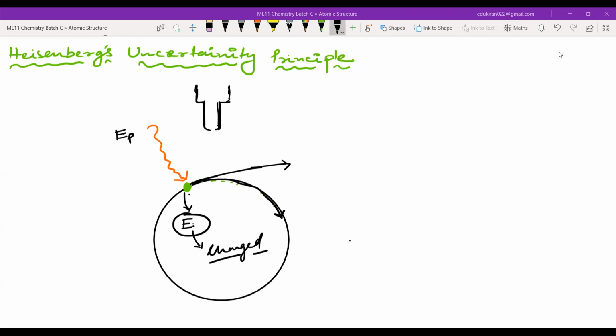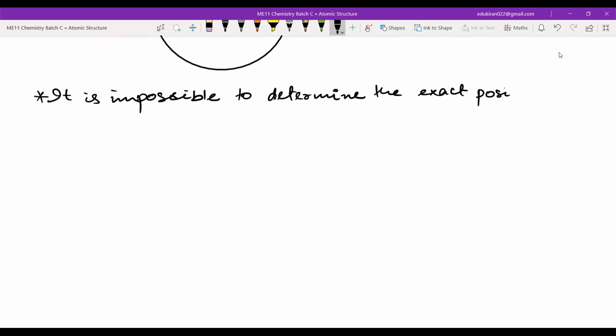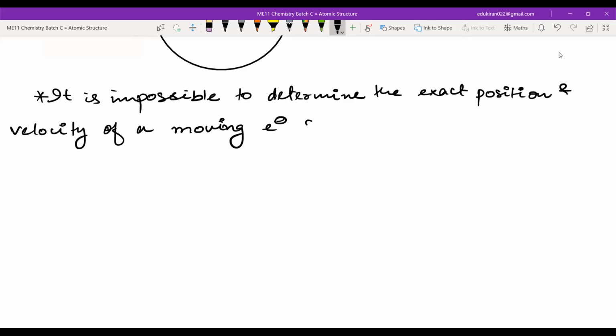Now, this is what I was saying: when we knew the energy and then wanted to know the position, we struck the electron with light. That light interacted with the electron, it absorbed it, and the energy was also changed, right? So when it struck the electron, we knew the position, but then the energy changed. It is impossible to determine the exact position and velocity of a moving electron simultaneously.